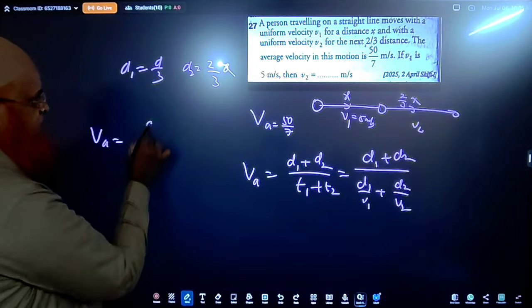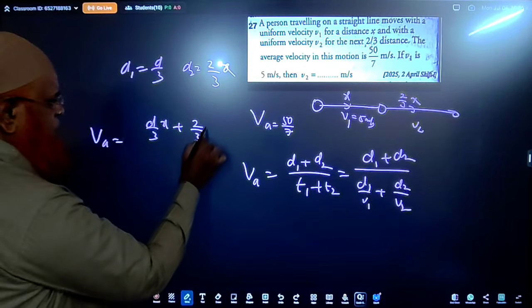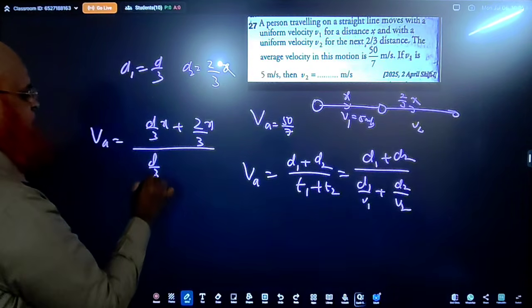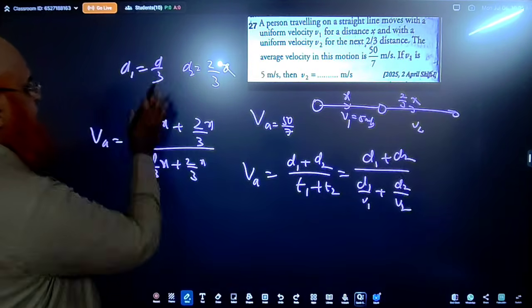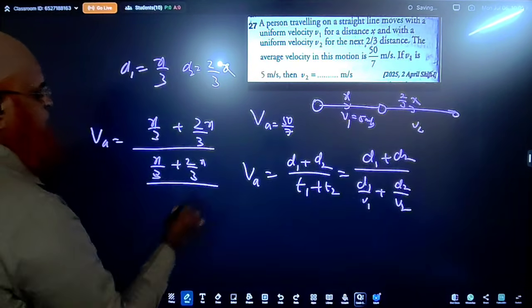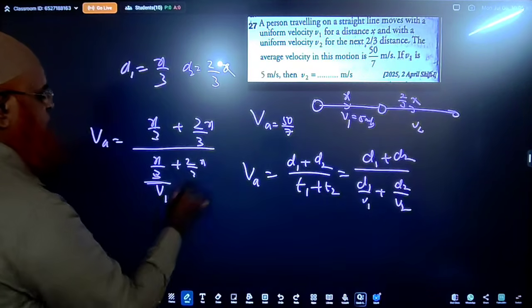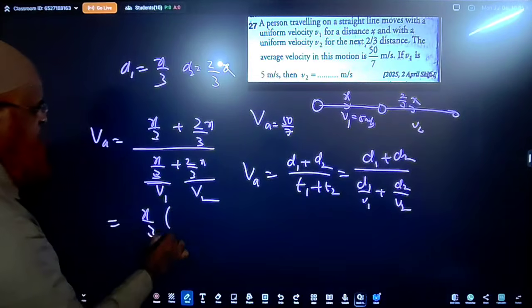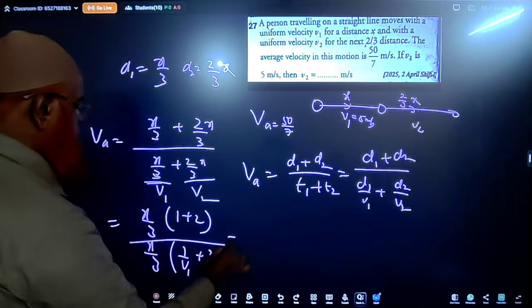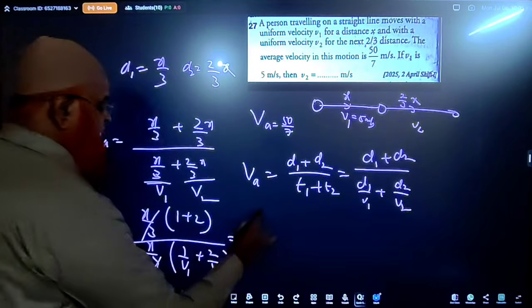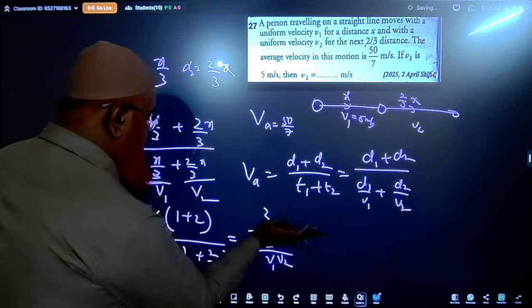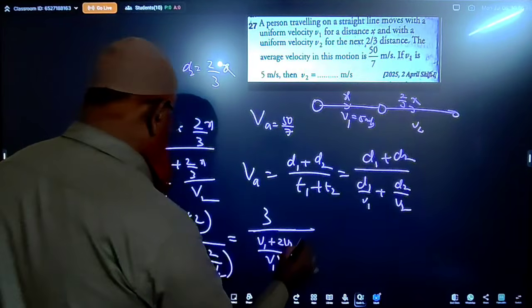V average is equal to d1, which is x by 3, d2 is 2 by 3 of x, so this is x by 3 plus 2x by 3, divided by v1 for the first part, 2 by 3 of x divided by v2. Taking x by 3 common, the numerator is 1 plus 2, and in the denominator, taking x by 3 common, we get 1 by v1 plus 2 by v2. The x by 3 cancels, so 3 on top, divided by the LCM v1 v2, which gives v2 plus 2 times v1.